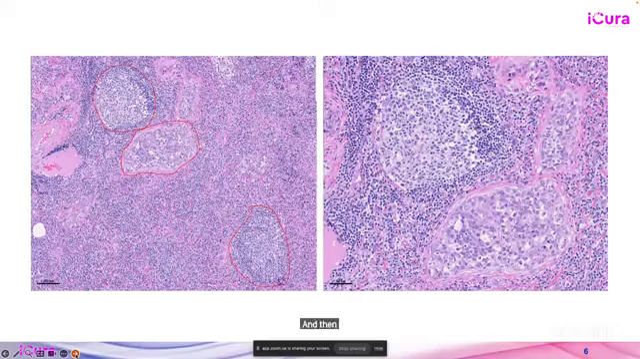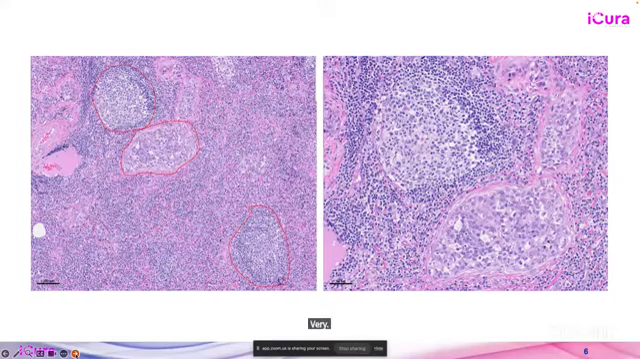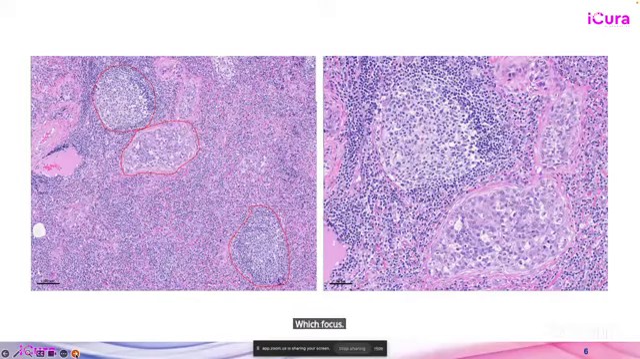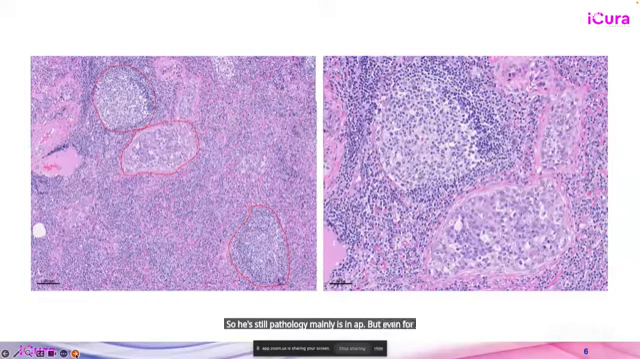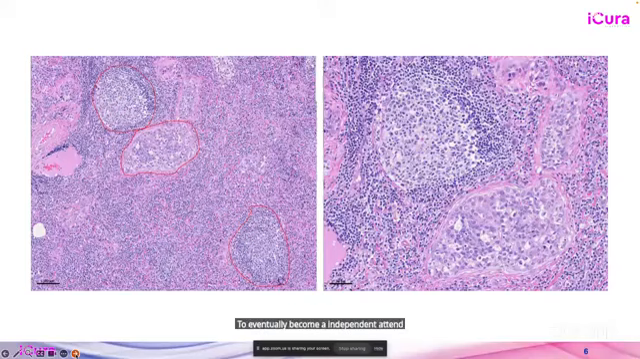Why has pathology evolved into a full medical specialty where medical students, after graduating from med school, have to go through a very long time of training, right? In the United States, there is a residency system for either AP, CP, or AP-CP combined. AP means anatomical pathology, which is really focused on histopathology. CP means clinical pathology, which focuses on laboratory management as well as liquid-based test management and interpretation. Histopathology is mainly in AP, but even for AP only, residency requires 3 years, and many residents will take another 1 or 2 years of fellowship to eventually become an independent attending pathologist.